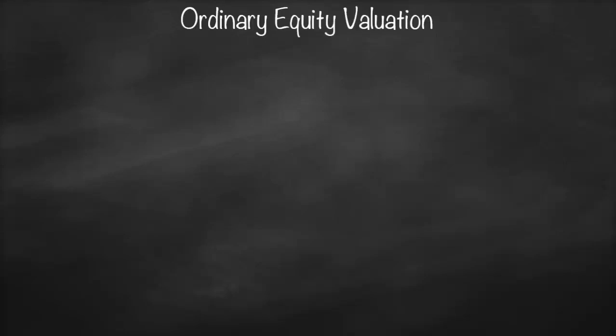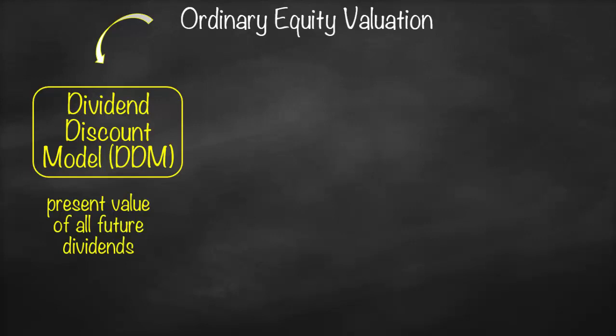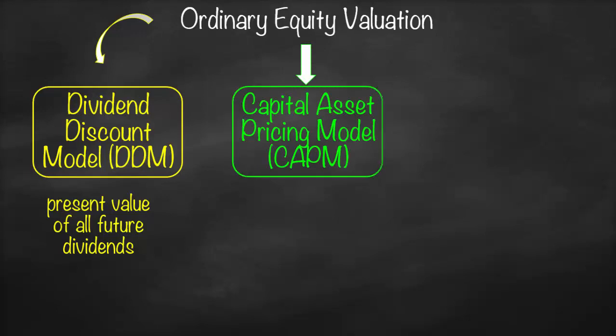When we talk about ordinary equity valuation or share valuation, we have three valuation approaches. The first one is called dividend discount model, and from its name, discount, it means present value. Dividend is we need to get the present value of future dividends. Therefore, in this model, what we need to do is we need to get the present value of all future dividends.